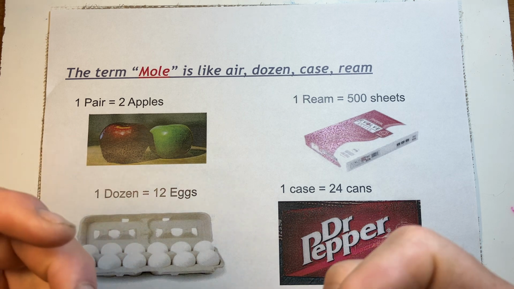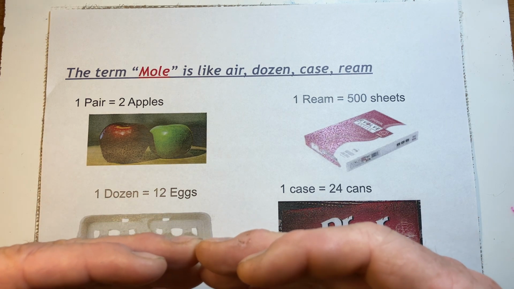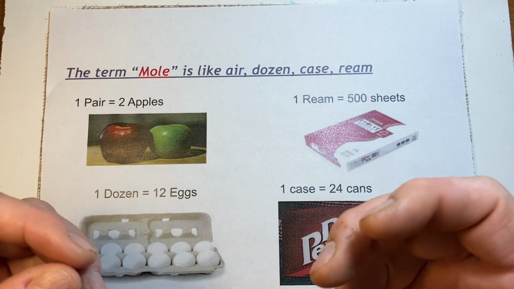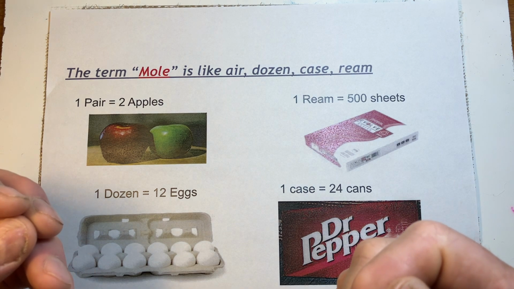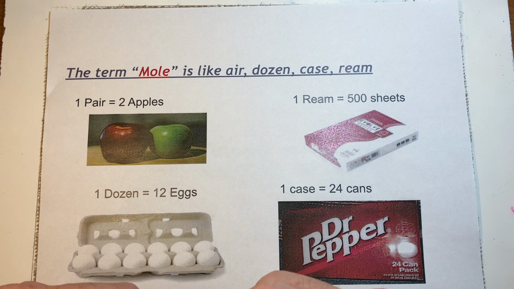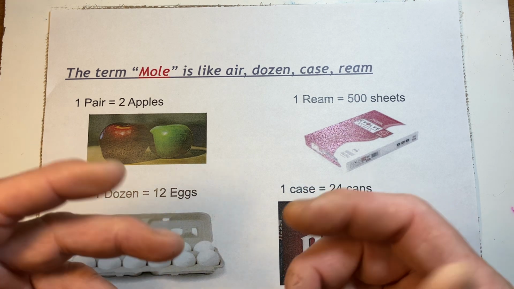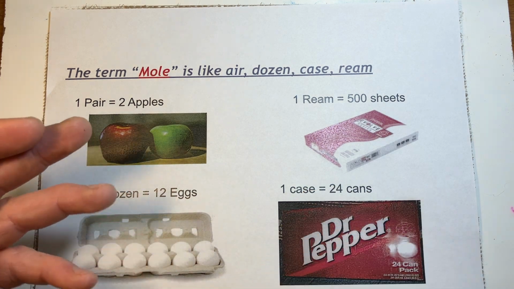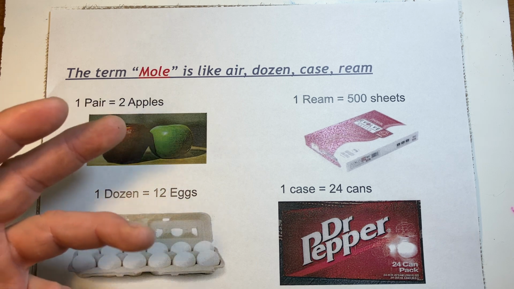So it's a connecting point. It's a bridge between those two worlds that a chemist lives in: what he can see in his hands, what he pictures in his mind. So it's pretty important. Don't be too intimidated by the word mole. It's just simply an amount in terms of numbers.